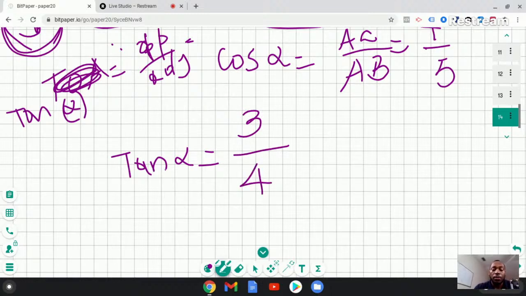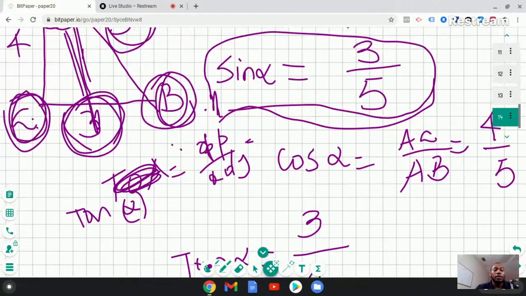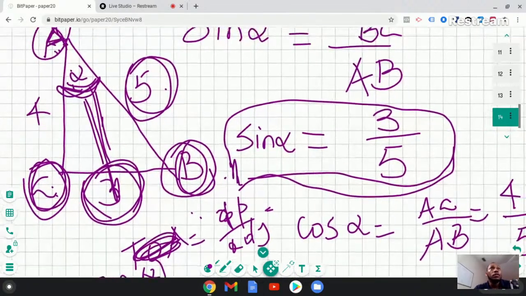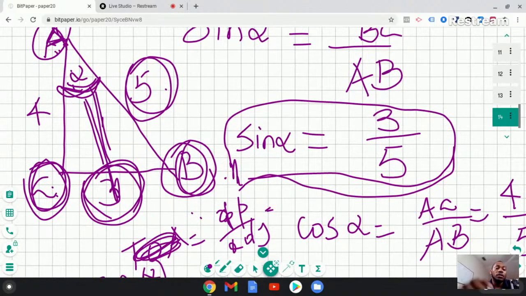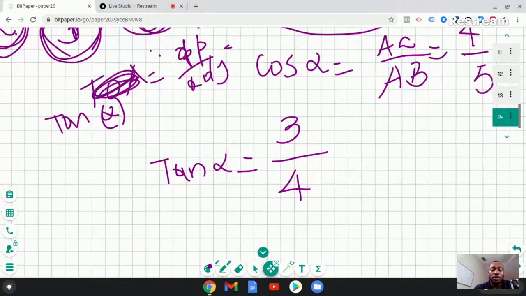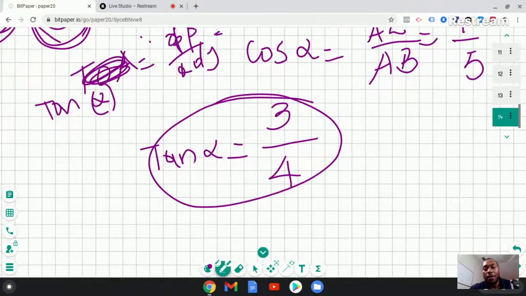Now, let me scroll back up so you can see. The opposite side is the same one because we're talking about the same angle, divided by the adjacent side, which is 4. Okay, so 3 over 4. Now, however you want to put these in the calculator, you can put them and find the appropriate length. Now, here's another way that we can find that.